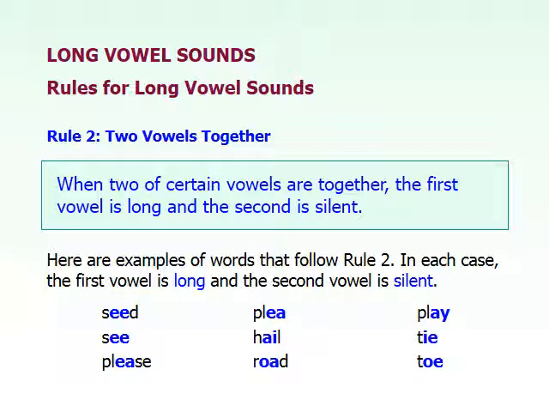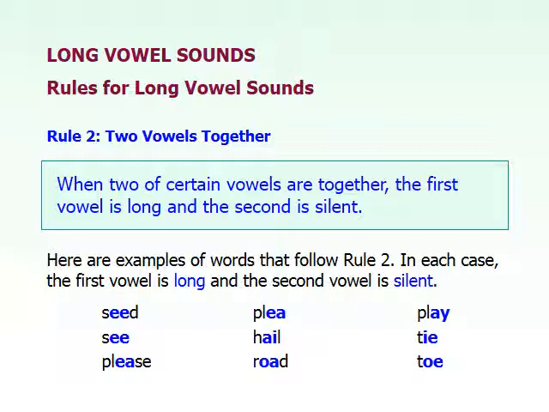In the next one, we have plea. Again, we say the E, we don't say the A. Hail, we say the A, we don't say the I. Road, we say the O, we don't say the A. Play, we say the A, we don't say the Y. Tie, we say the I, we don't say the E. And toe, we say the O and we don't say the E. Now there are some exceptions here.